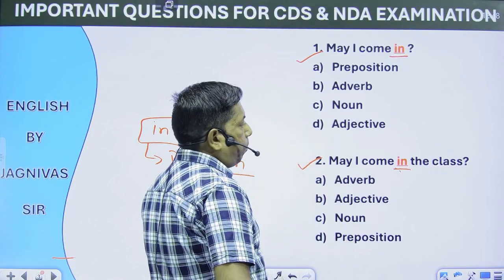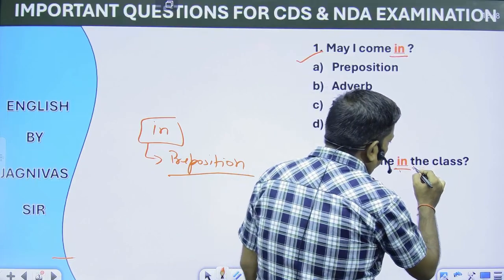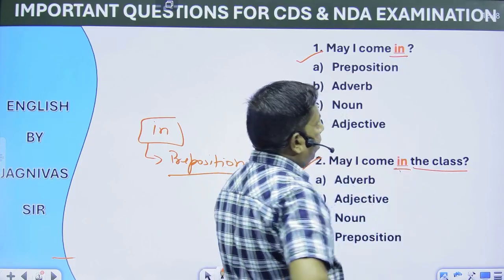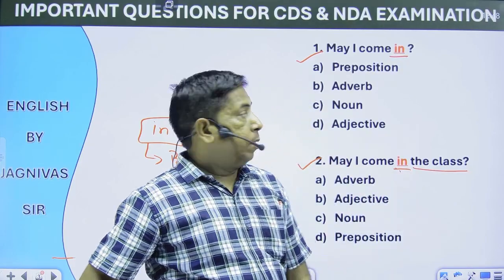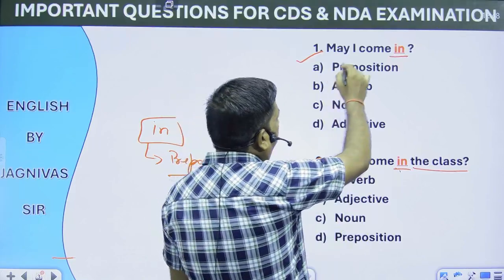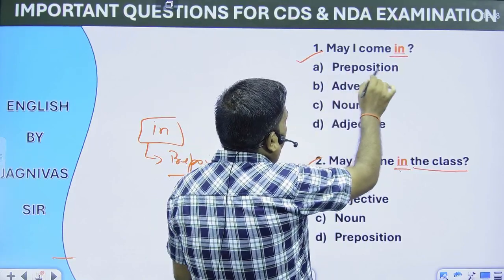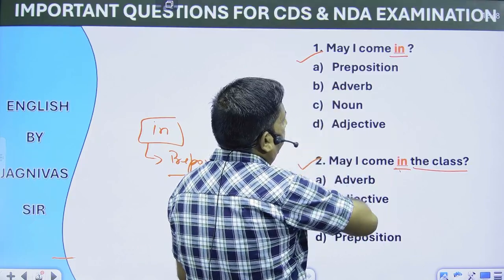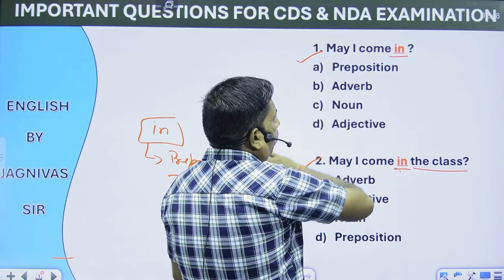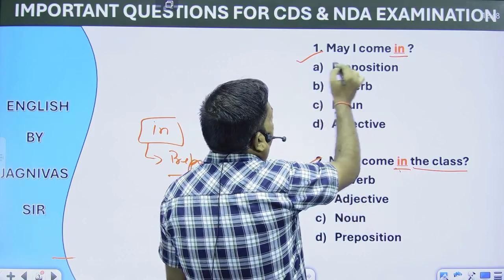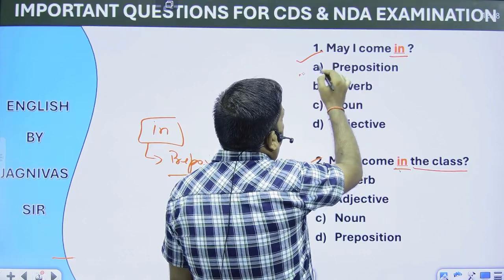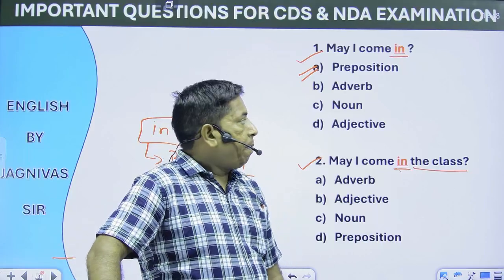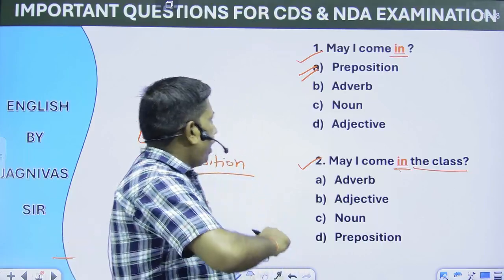What is the difference? Here you see the class, and here the sentence ends with in. Does it make any difference? Let's see. May I come in? You have to tell the part of speech: preposition, adverb, noun, or adjective. Most of the students will say that the part of speech of this word is preposition. But that's not true, my students. Why? Let me tell you.